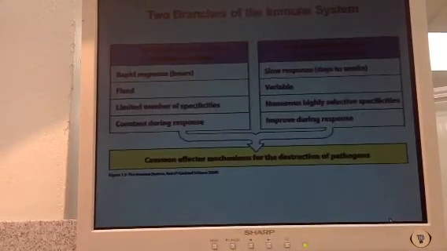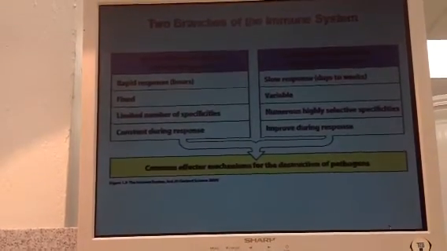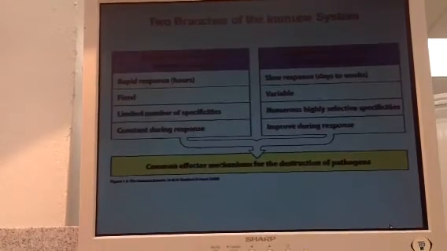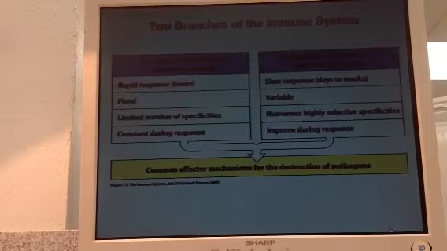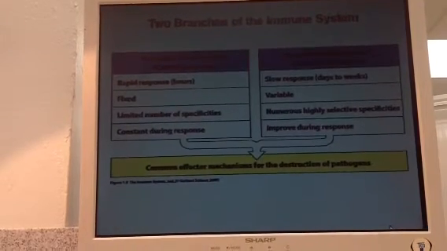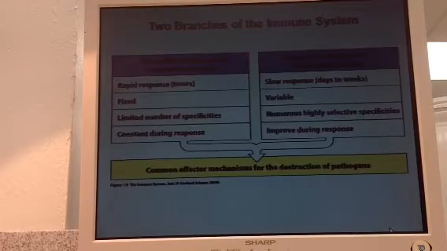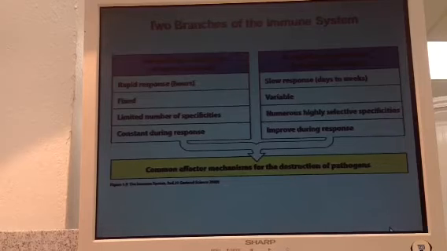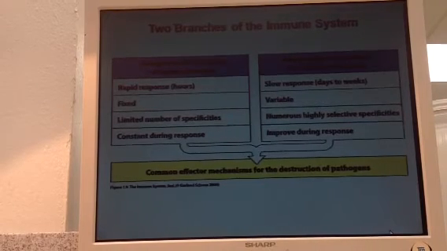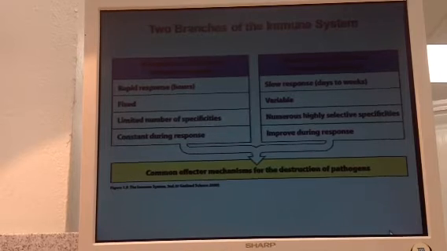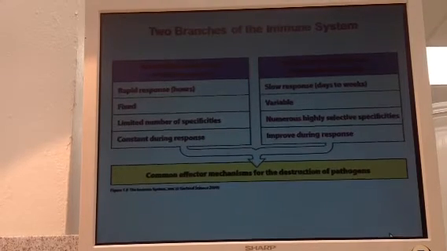We have two branches. The innate, which is non-specific. It'll hit bug A, bug B, bug C, all at the same strength. It's non-specific. Its response is sort of fixed, it's limited, and it's constant, as opposed to the adaptive response that is highly specific and will improve with exposure.